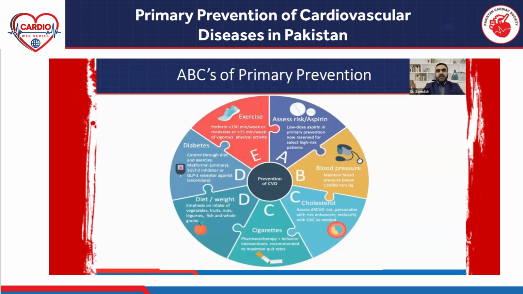These are the ABCs of primary prevention, and you can say this slide is an overview of today's presentation. We will cover all these ABCs in today's presentation, in which A is for risk assessment and aspirin, B is for blood pressure, C is for cholesterol and cigarettes, D is for diet, weight, and diabetes, and E is for exercise. We will discuss each and every one of them turn by turn.